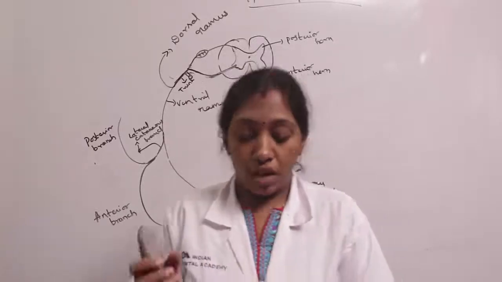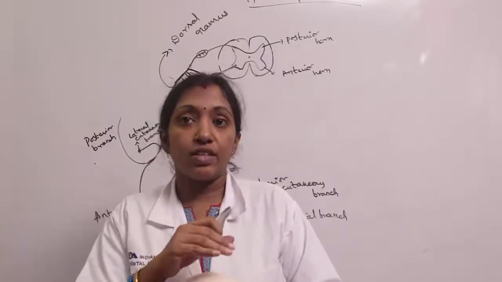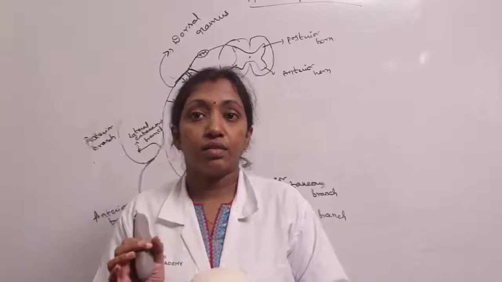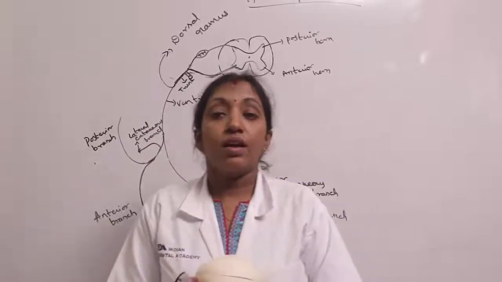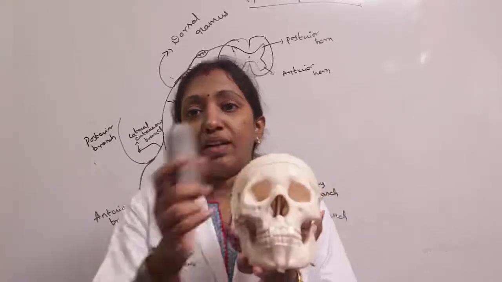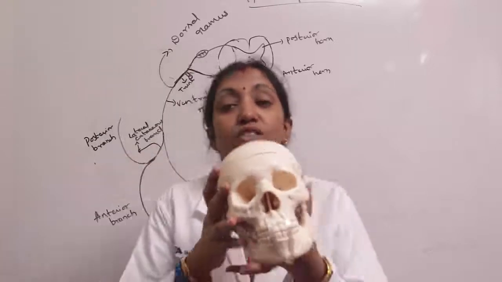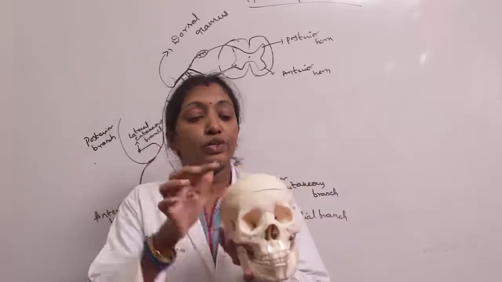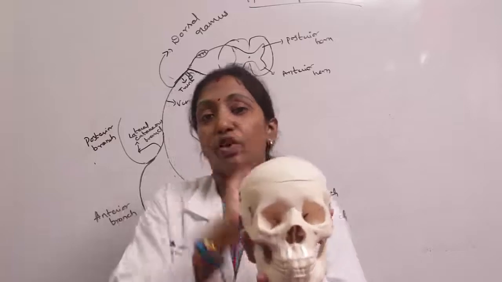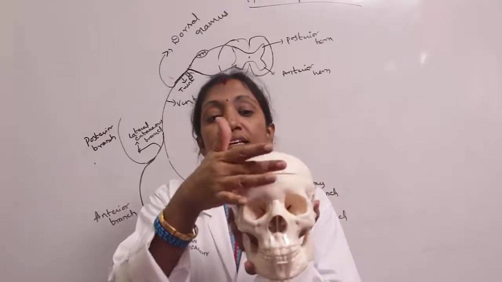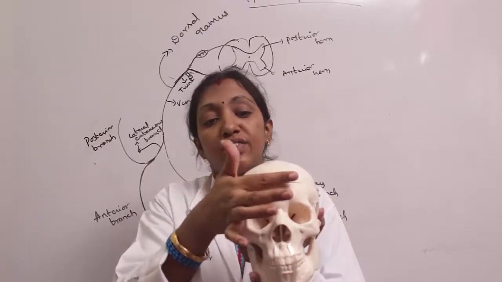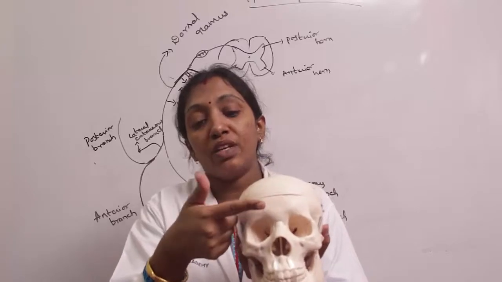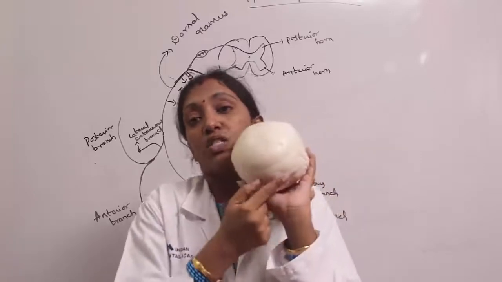Scalp is a soft tissue which covers the calvaria of the skull. It extends from the supraorbital margin to the external occipital protuberance.